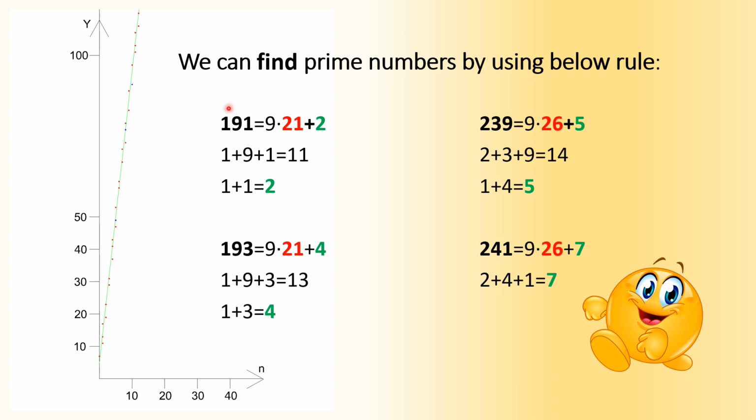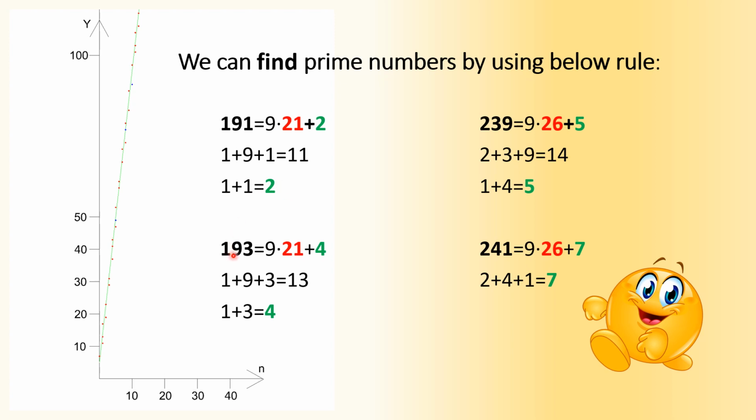Let's take the number 191. Let's sum up its digits. It's 1 plus 9 plus 1, which is 11. 1 plus 1 is 2. Now this number belongs to the function 9n plus 2, where n is 21. As you can see, the remainder of this function is equal to the sum of digits of this number, of course reduced to one digit.